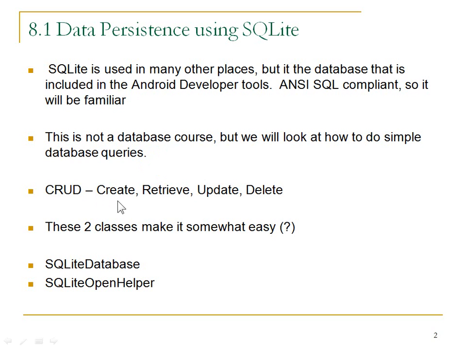We're going to create a one table database on the Android device. It's called a private database. That means that only this application can see it, and we will update it. We'll add bowling scores to the database, and we will retrieve them. In this segment we won't do any deleting.